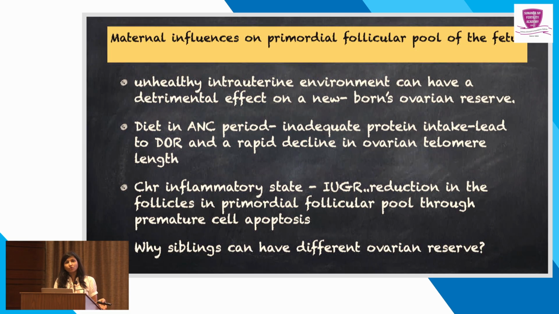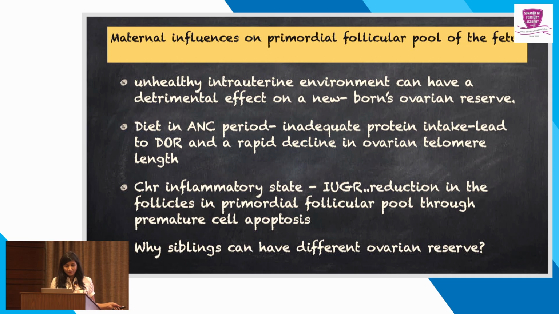One of the factors could be FMR1 gene mutation, but that is very, very unlikely if it is not running in the family. The other factor is environmental factors, which can contribute to low AMH, and this will be because of an unhealthy environment. So the nutrition of a lady at the time of her ANC is very, very important. A good amount of nutrition in the form of proteins, iron and calcium is very important. And in the ANC period, if there is inadequate protein intake, that will lead to diminished ovarian reserve in the female baby and rapid decline of ovarian telomere length.